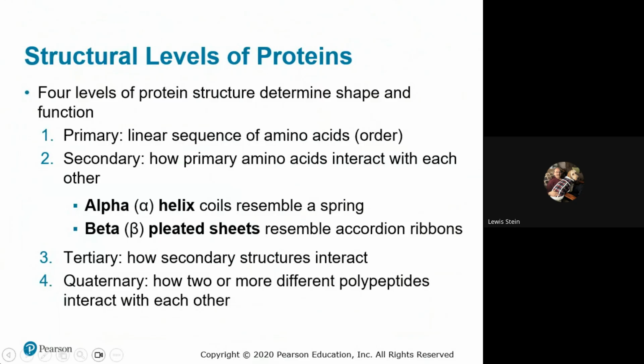That is the secondary structure. So how they interact with each other is determined by, you're going to love this, remember what I said before: hydrogen bonds. OH, NH, SH. You have an abundance of these in amino acids. So you have an abundance of hydrogen bonding that occurs. That determines whether it's going to be an alpha helix or a beta sheet.